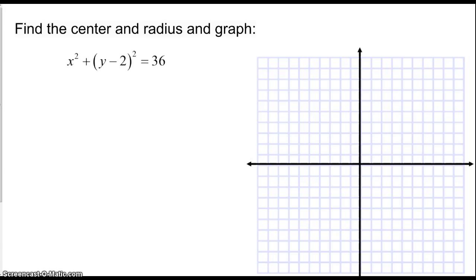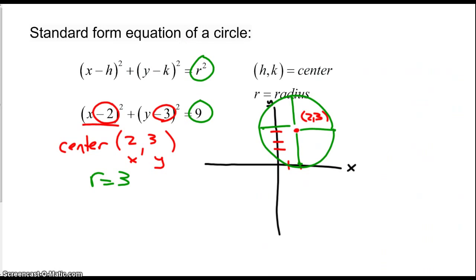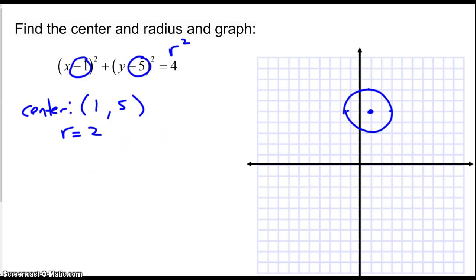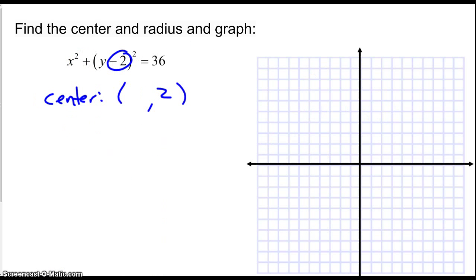Okay, what about this case? Where is the center of this one? Well, the center has to have an x and a y component. The y definitely is positive 2 because I take that negative 2 and change it to a positive. But what about here? There's no number here at all. Well, since there's no number, if you recall, the first one that we graphed was x squared plus y squared, and that was centered at the origin, right? So actually that means that the x coordinate here is just 0, right?